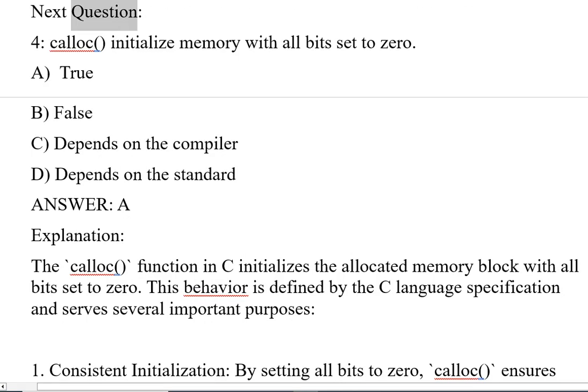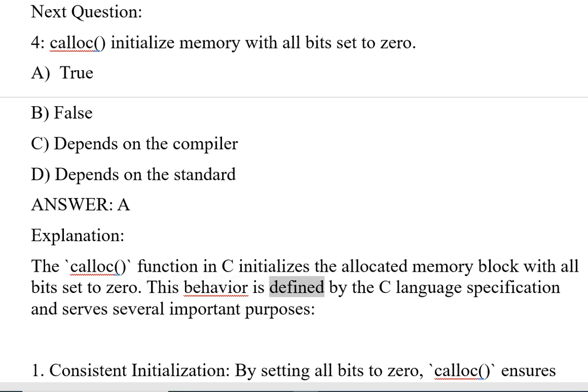Next question. 4. Calloc initializes memory with all bits set to 0. A. True. B. False. C. Depends on the compiler. D. Depends on the standard. Answer: A. Explanation. The calloc function in C initializes the allocated memory block with all bits set to 0.